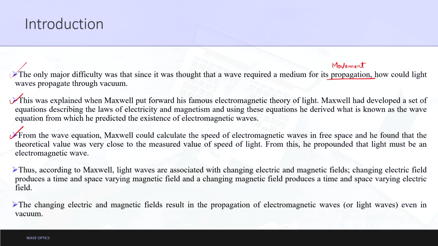So, this is just the basic concept of electromagnetic induction, that if the magnetic field is changed, then the current changes, or if the current is changed, then the magnetic field changes. So, a changing electric field produces a time and space varying magnetic field, and a changing magnetic field produces a time and space varying electric field, the basic concept of electromagnetic induction.